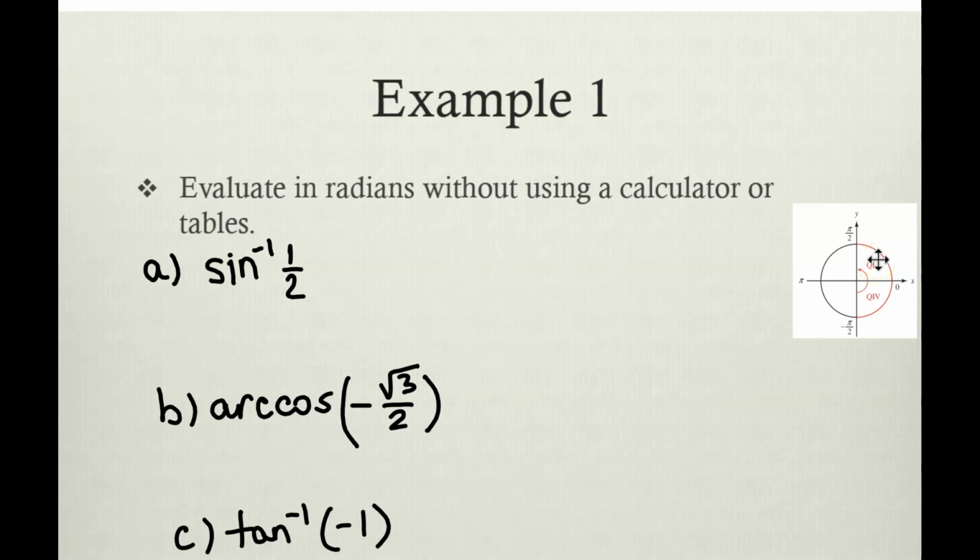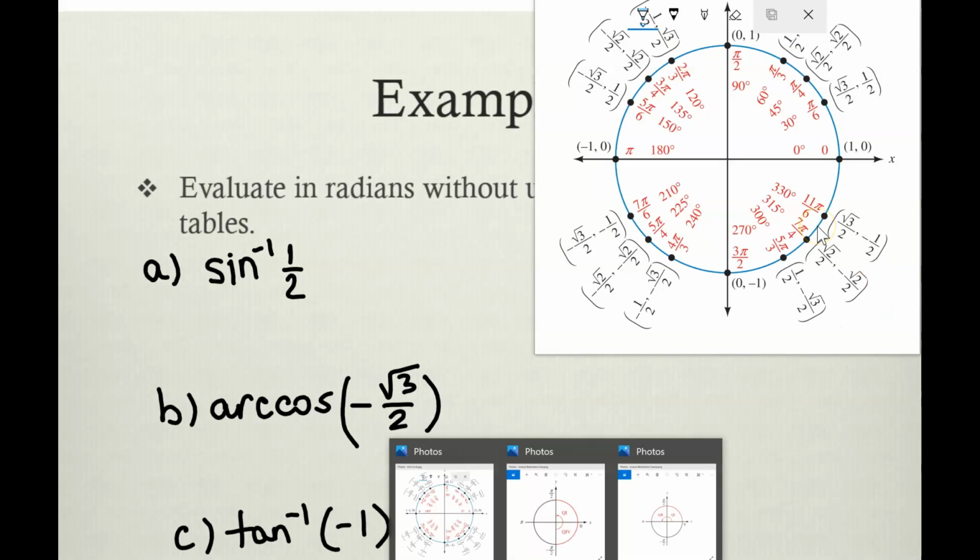So the angle between negative pi over 2 and pi over 2 whose sine is 1/2, if you forgot, you can pick up at the table, is pi over 6 in radians.